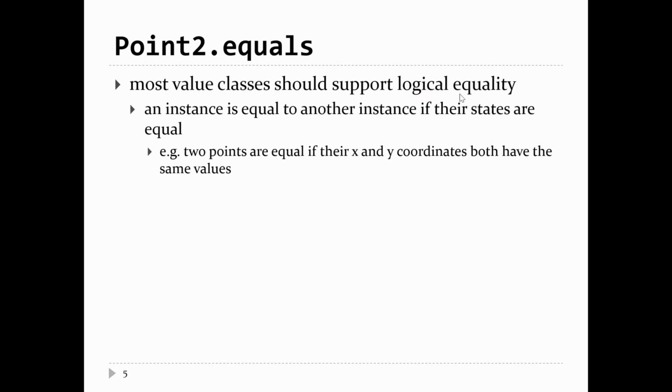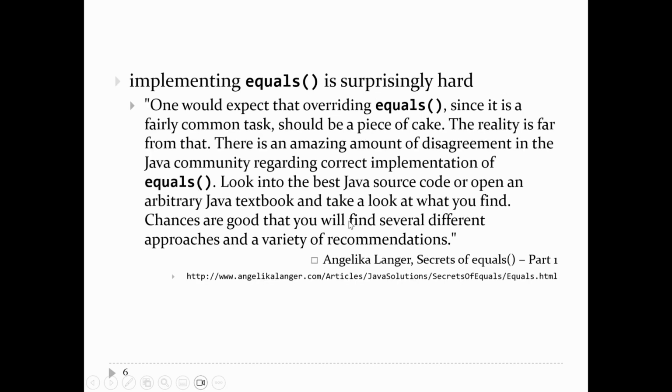Many classes should do logical equality instead. Do the two objects have the same state, or a similar state? So for our Point2 class, for equals, we probably want to test, do the two points have equal coordinates? We probably don't care if they are the same object. What we probably care about is, do they have the same coordinates? If you want to support logical equality, then you have to replace the version of equals that you get from Object, and that's exactly what we're going to do.